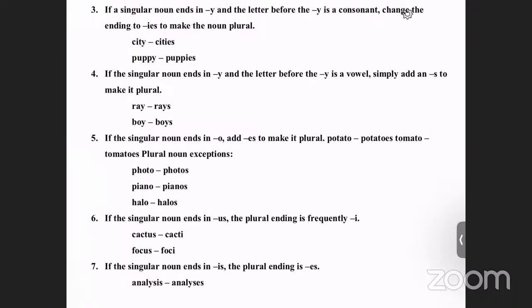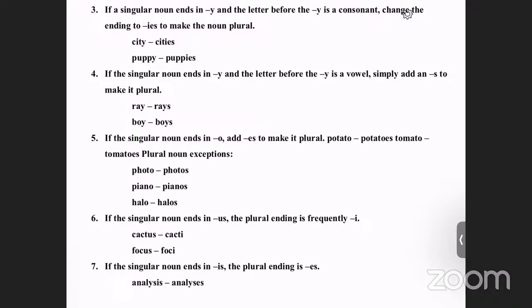If a singular noun, point 4, ends in a Y, and the letter before the Y is a vowel, simply add an S. Vowels are A, E, I, O, U. If a vowel is before the Y, then you add just an S to make it plural. For example, ray, R-A-Y is turned to R-A-Y-S. And boy becomes boys. You just add an S at the end because we have a vowel before the Y.